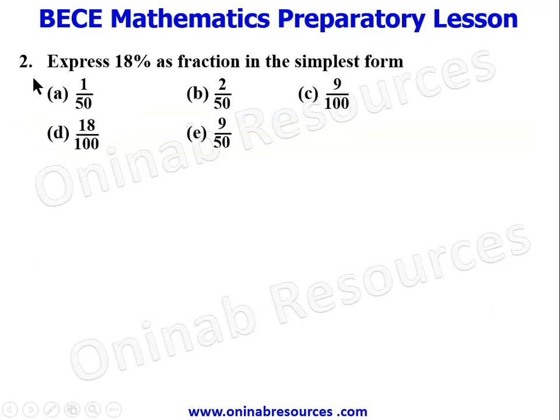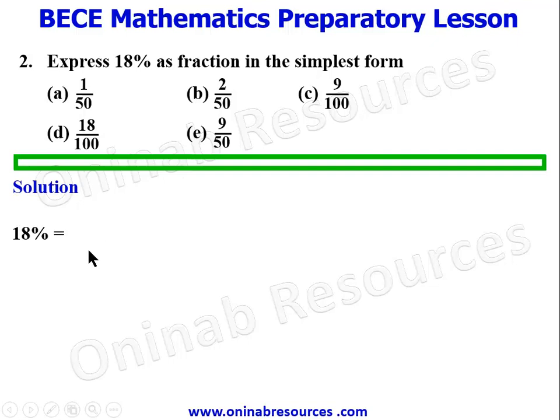We go to problem 2. Express 18% as fraction in the lowest form. So we'll be looking at solving the problem and choose from the given options. So 18% means 18 out of 100. So that we'll now have it as 18 over 100, and we now simplify it in the simplest form. So 18 divided by 2 gives 9, and 100 divided by 2 gives 50. We have our answer as 9 over 50 in the simplest form.